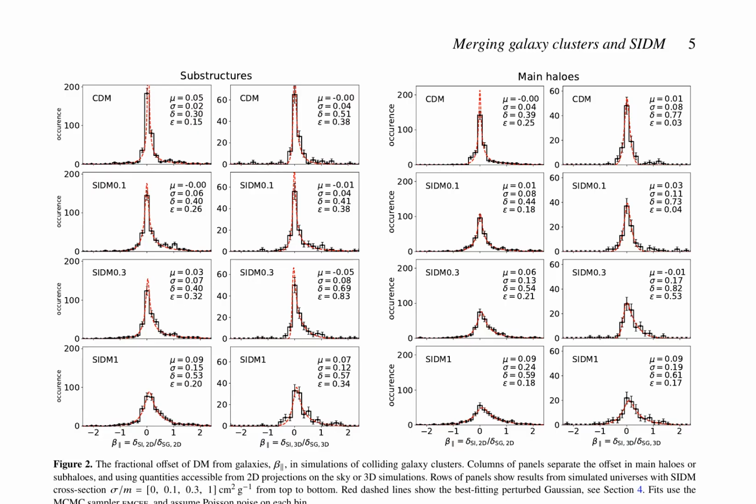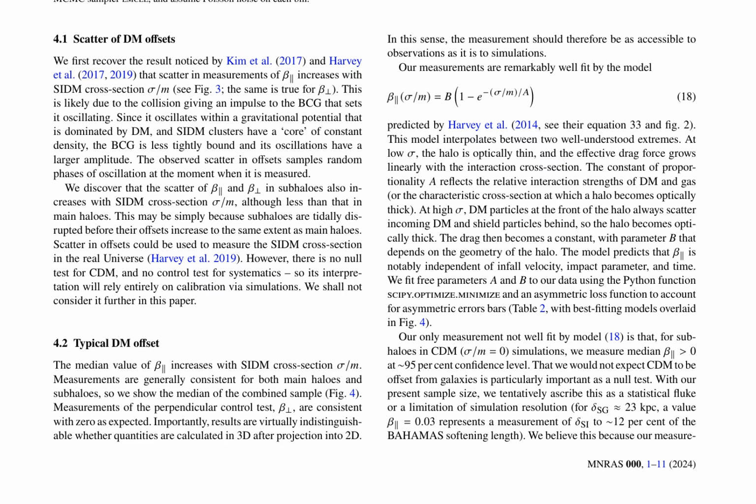Researchers investigated the offsets between galaxies and dark matter in simulated colliding galaxy clusters, comparing the self-interacting dark matter (SIDM) model with the standard cold dark matter (CDM) model using the Bahamas suite of hydrodynamical simulations. The analysis focused on measuring the fractional offset between galaxies and DM, denoted as beta parallel, in both main halos and subhalos. The results showed that the scatter of DM offsets increases with SIDM cross-section, and the median DM offset also increases with the cross-section, consistent with the model proposed by Harvey et al., 2014.